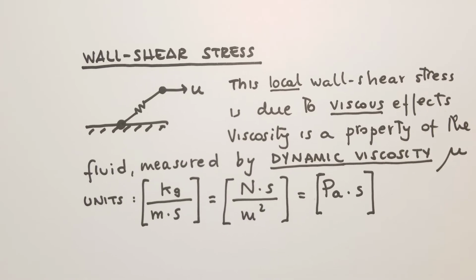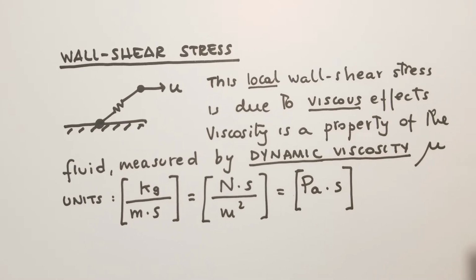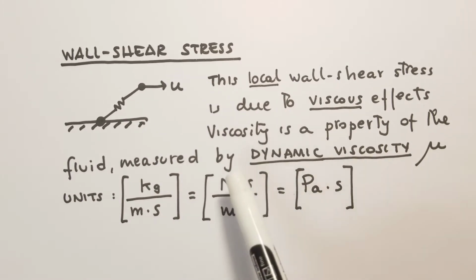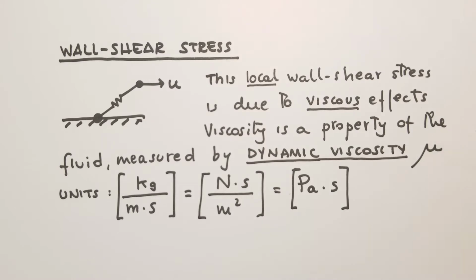This local wall shear stress is a force that's parallel to the wall and is due to viscous effects. Viscosity is a property of the fluid and is measured by the dynamic viscosity indicated by the letter mu. The units are kilogram divided by meter times seconds, or Newton times seconds divided by meter squared, or Pascal times seconds. So what's the mathematical formula for the wall shear stress?